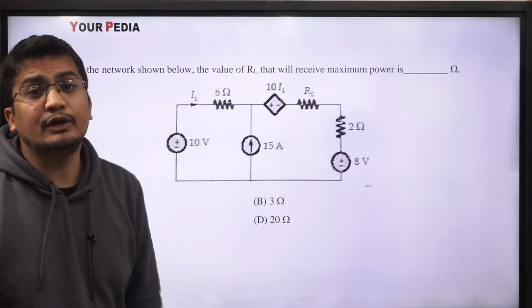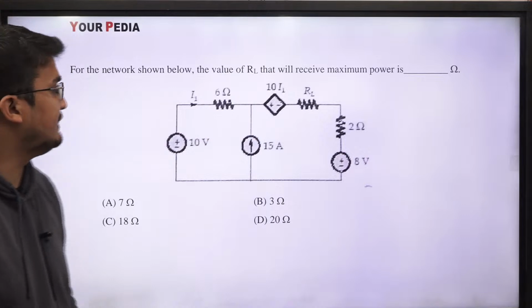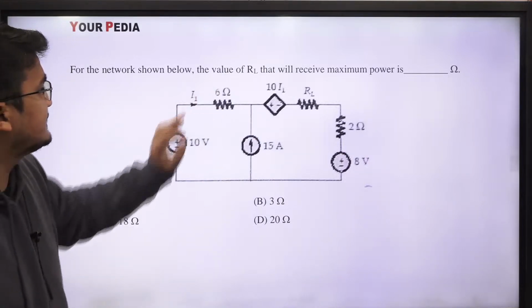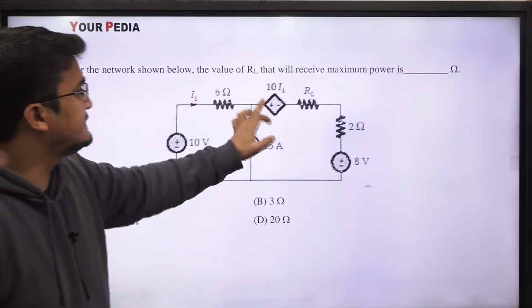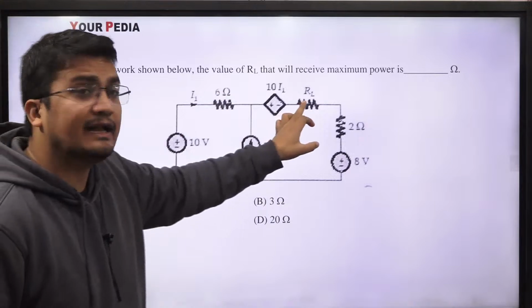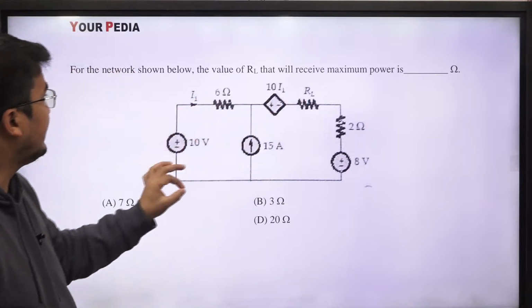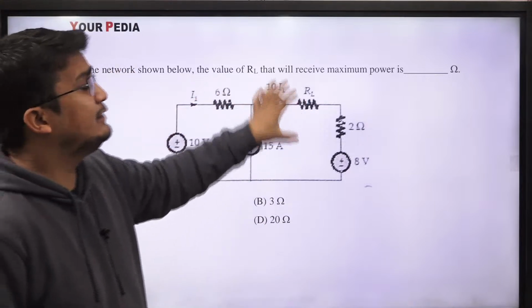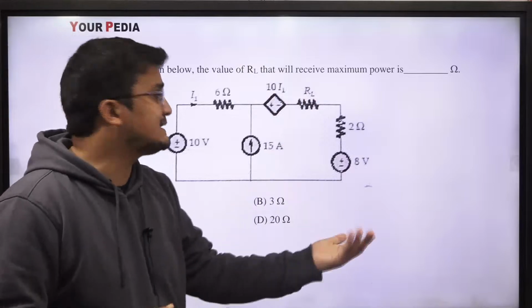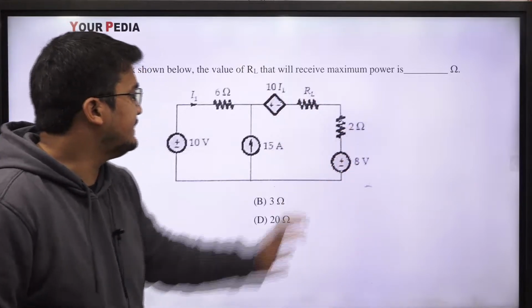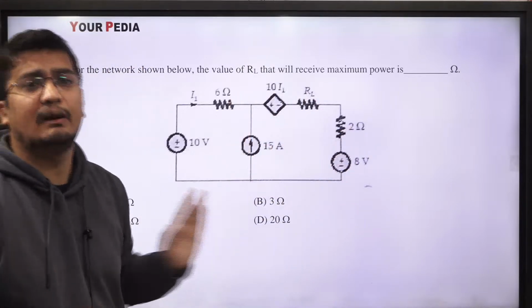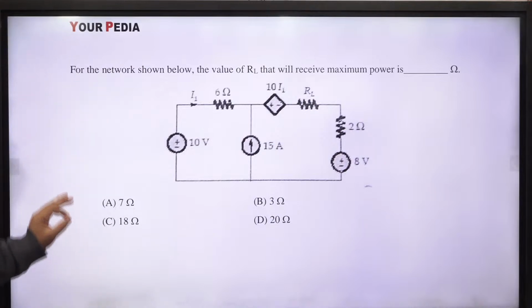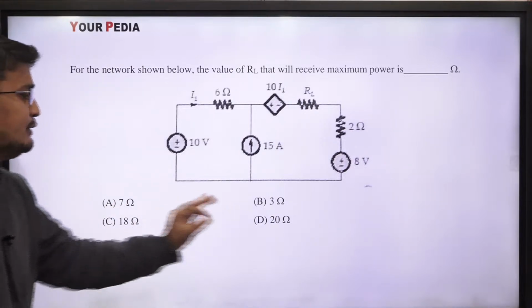Let me read the value if you people have confusion in visualizing the value. This is 10 volt, this is 6 ohm, this is I1 variable, this is dependent source 10 I1, this is RL. So for which we need to find the condition, or we need to find the value of RL so that it will receive the maximum power. This is 2 ohm, this is 8 volt, this is the 15 ampere current source upward, right? So these are the four options: 7 ohm, 3 ohm, 18 ohm, 20 ohm.